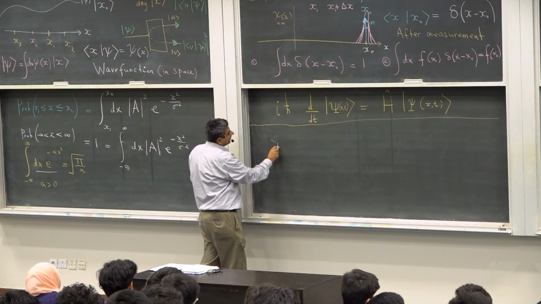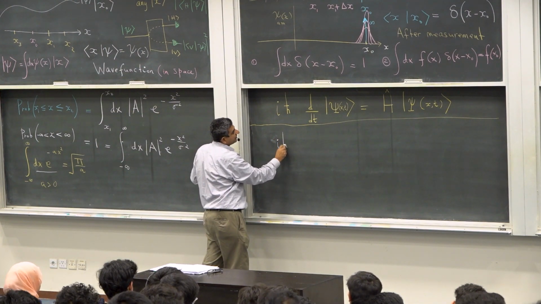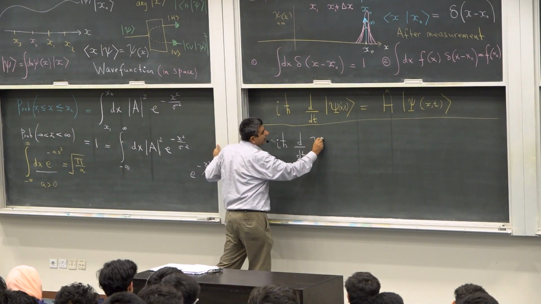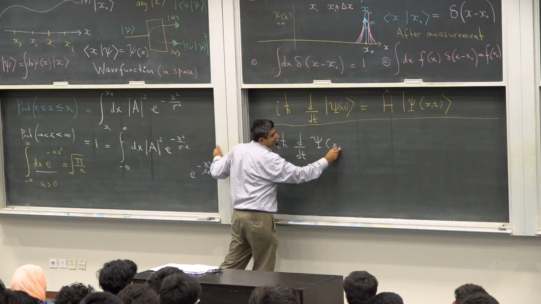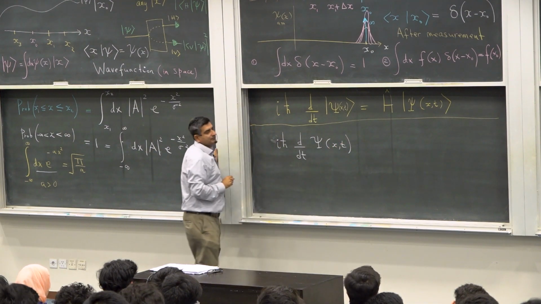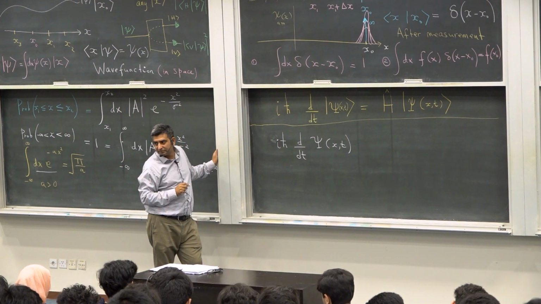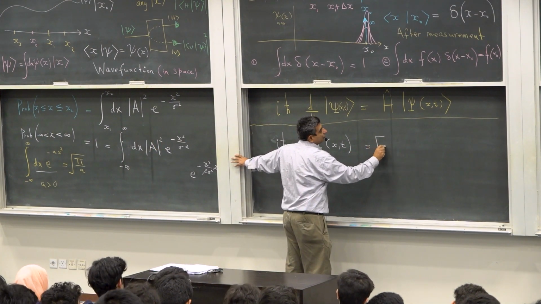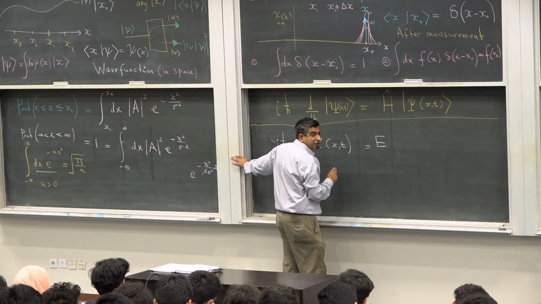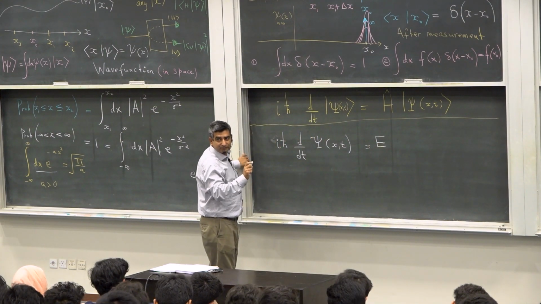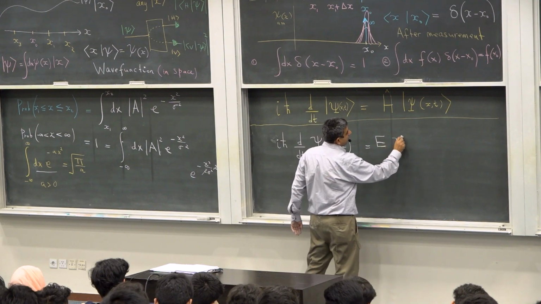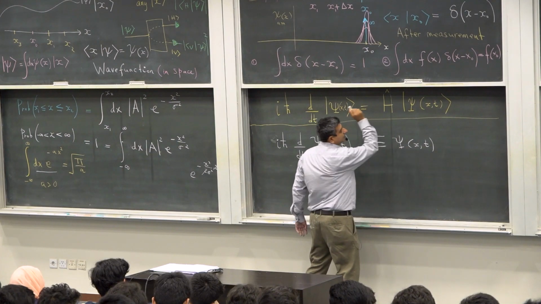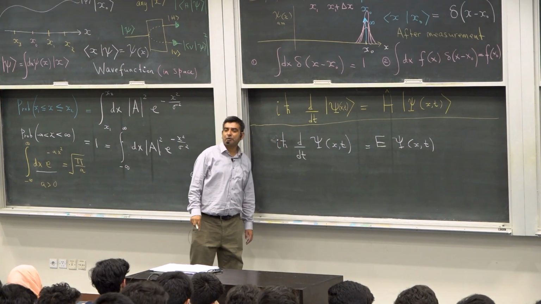So if I were to write this in wave function form, I h bar d by dt of the wave function without the ket. This is what the left hand side looks like. The right hand side looks like this: E, energy of the particle, energy of the quantum object, psi. All right, so far so good.